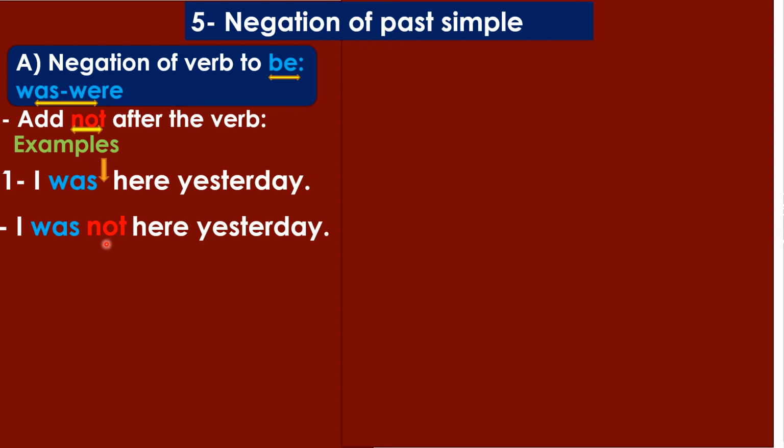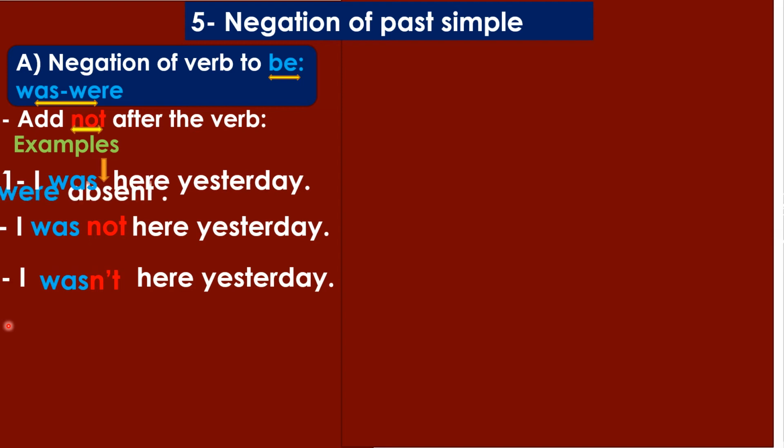Okay, we can also say wasn't. So I can use the short form of was not. ممكن برضو أقول wasn't اللي هو الشكل the contracted form of was not اللي هو الشكل المختصر the was not. So I was not here yesterday. Okay, let's have a look at another example.